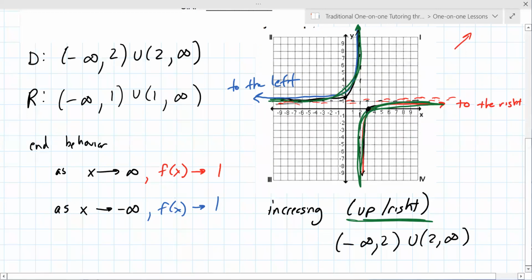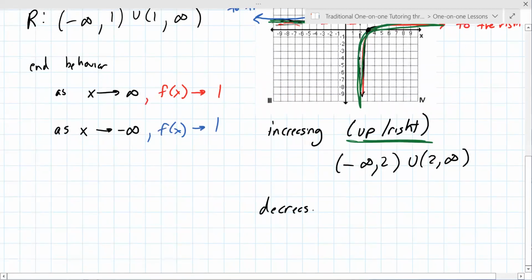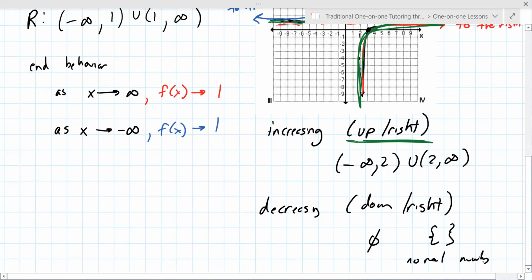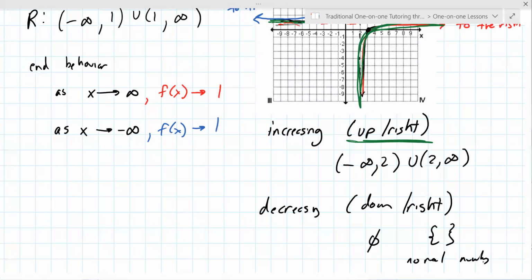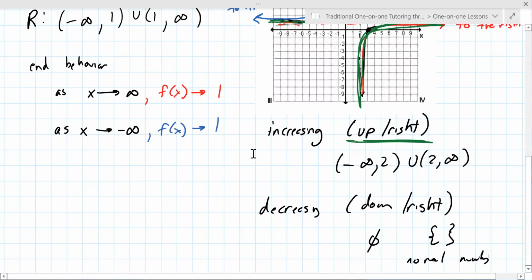Now decreasing is going down and to the right. And it's typically either increasing or decreasing. So since it's increasing essentially everywhere, there's nowhere that it's decreasing. You could say empty set or no real numbers, things like that. All right, we've already answered the x-intercept, y-intercept, and some things like that.